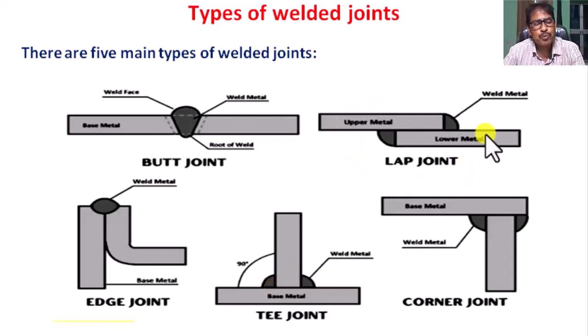This is the lap joint. 1 piece overlapped with other and they are welded together along this edge and this edge. This joint is used when to plate without cutting them.